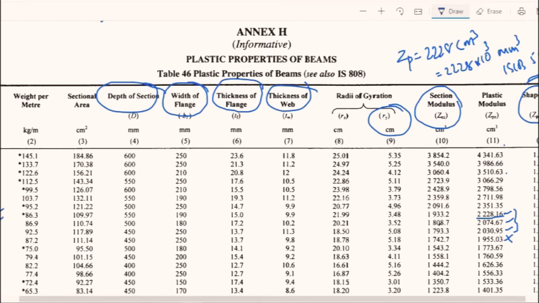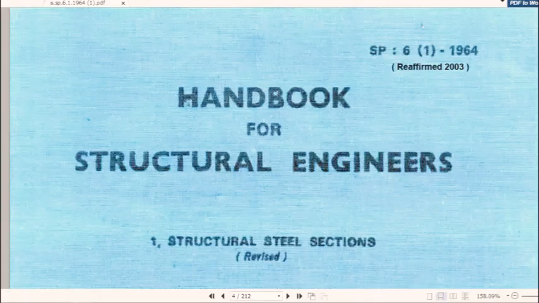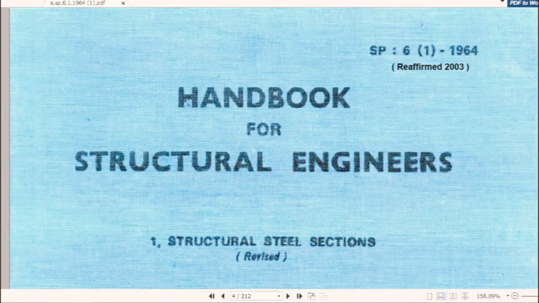Okay, of course you can even get the value of I also from steel tables. Let me show you that. This is the steel table book, Handbook for Structural Engineers, SP 61 1964, ReFM 2003. So you need a hard copy of this book also with you in order to design, from your exam point of view, right?